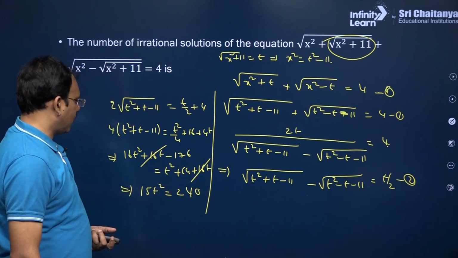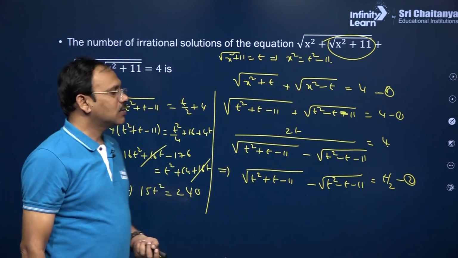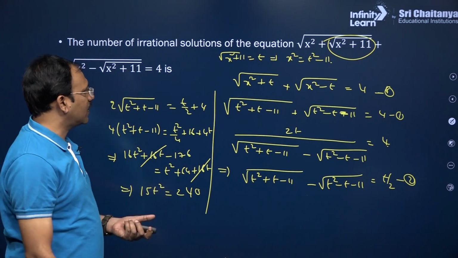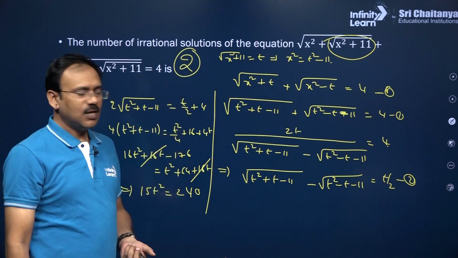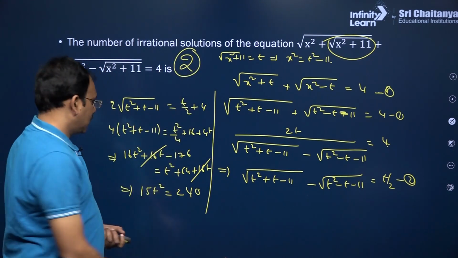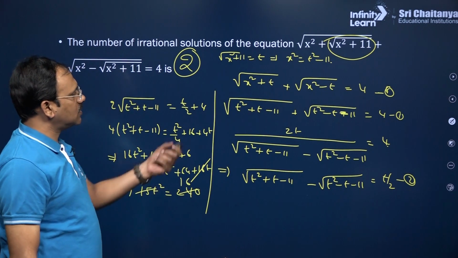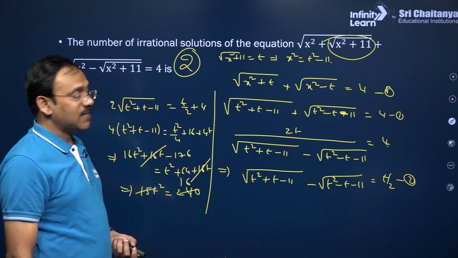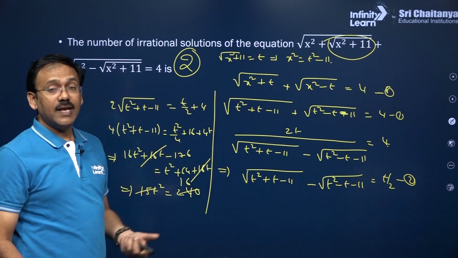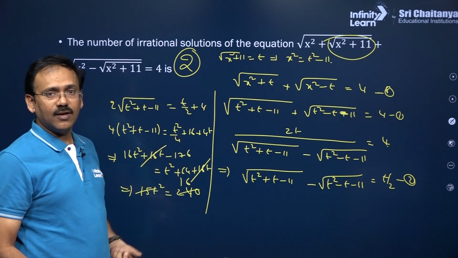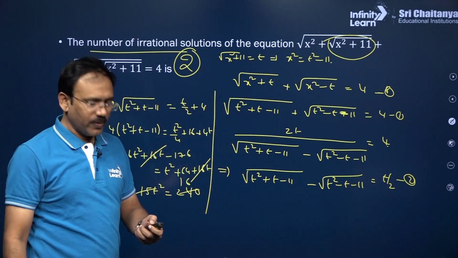From this, my dear friends, you can find the t square value. t square is equal to 16. T square minus 11 is x square, 16 minus 11 is 5. So, x is plus or minus root 5, my dear friends. So, you will get two possible values for x, two irrational solutions. You can substitute and verify, because we have taken the square of the equation, extraneous roots may come. You can substitute and verify, you will get the two solutions. So, completely, the number of irrational solutions is going to be 2, my dear friends.